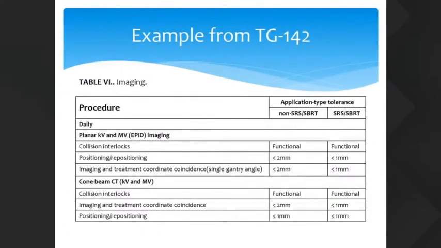On the other hand, here's an example from TG142. You see that there's a test, the frequency of the test, daily, and the type of test it is, whether it's a functional test or whether it's looking for a specific application for the tolerance, and it gives the tolerance. You won't find these tests in these types of tables in TG275 or in any risk-based application.